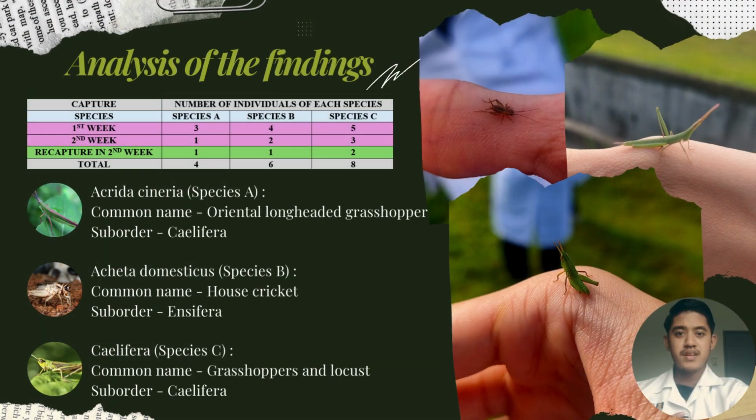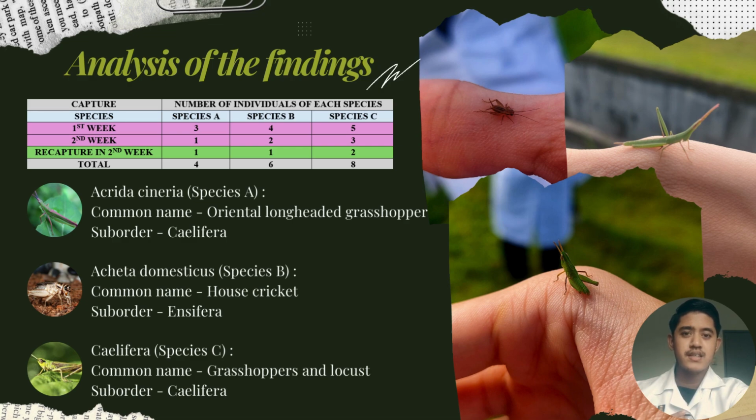So now, we will dive into the analysis of the data. We have found 3 species of Orthoptera in UiTM Tapah, which is Acrida cinerea as species A, Acheta domesticus as species B, and Caelifera as species C. Based on the table here, we can see the most abundant species is species C, and the least abundant is species A. But before we get deep into the analysis, I would like to briefly explain to you guys about the characteristic of each species.